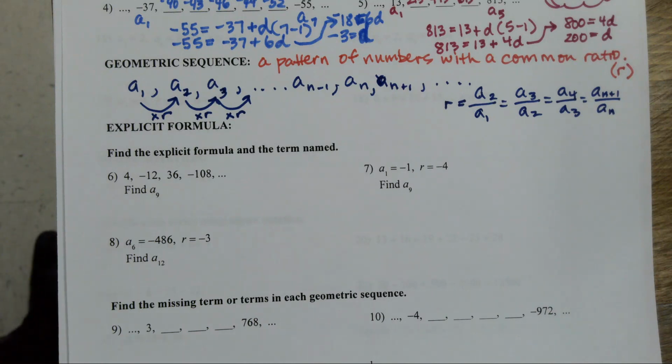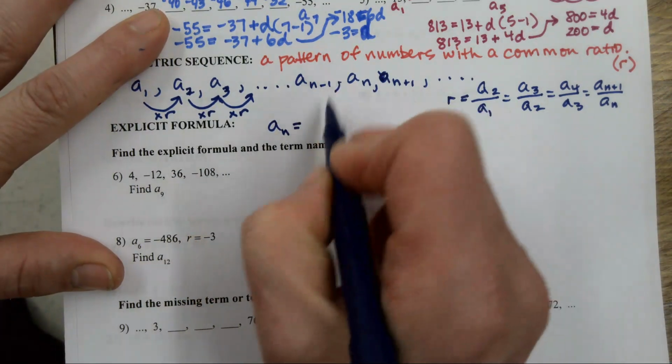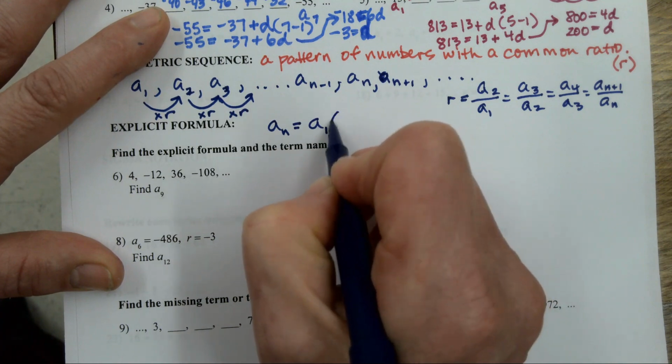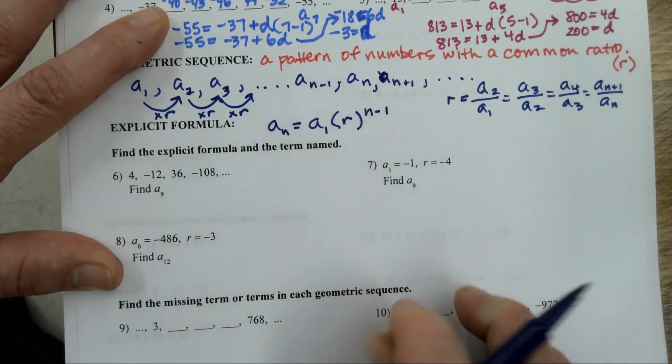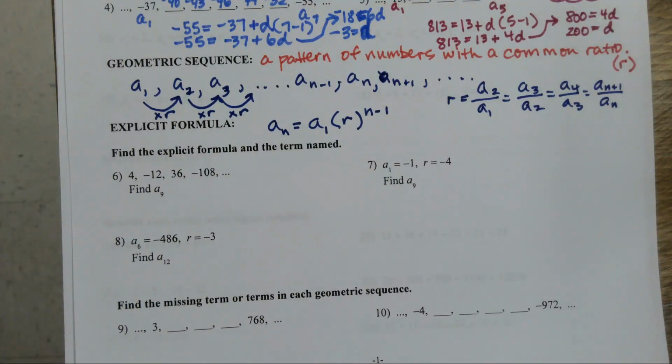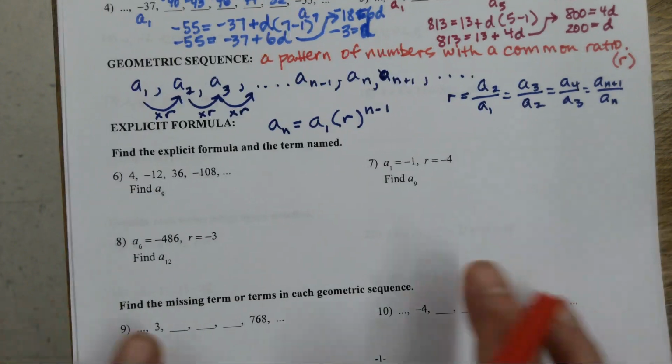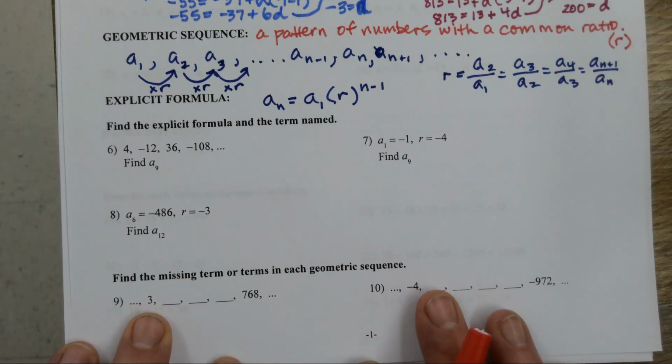We only have one explicit formula for geometric, and that one explicit formula is a sub n is equal to a sub 1 times r to the n minus 1 power. You don't always need the parentheses on here. You could use a dot for a times symbol, but I will always use the parentheses, and the reason that I do that is because then I make sure that my negative number has the parentheses around it before I raise it to a power. And that's a big thing that's going to cause potential issues when we are evaluating with these, all right? So a sub n, a sub 1, r to the n minus 1 power.